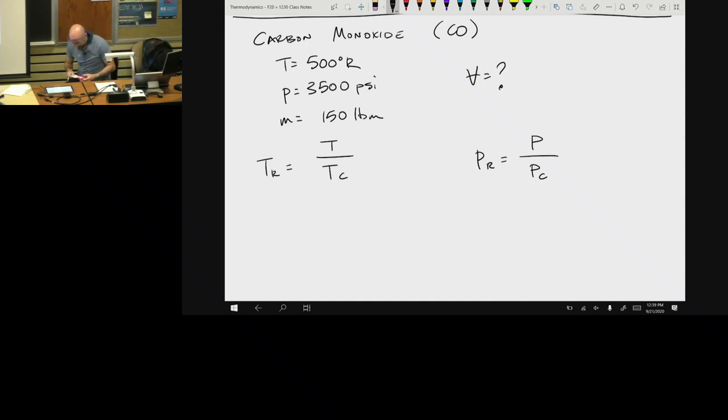Okay, that's been about 2 minutes. Let's go and see what you should have found. So for the reduced temperature, we're going to go with the temperature that we're given, which is 500 degrees Rankine. And if we go to carbon monoxide in table A1E, we can find that the critical temperature is 239 degrees Rankine. It's important that the units in the numerator and the denominator are the same because we want a unitless value. And so we're going to calculate that, 500 divided by 239, and get a value of 2.092.